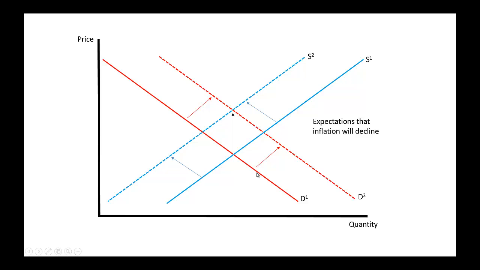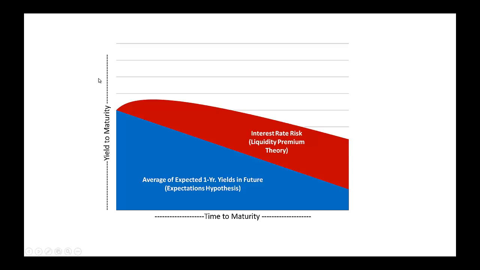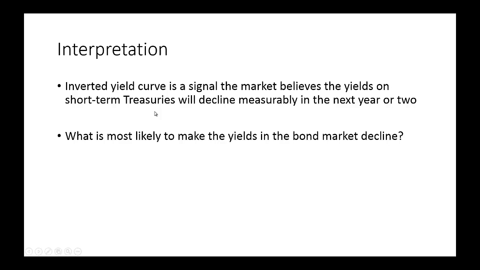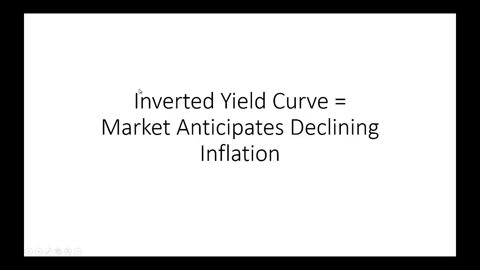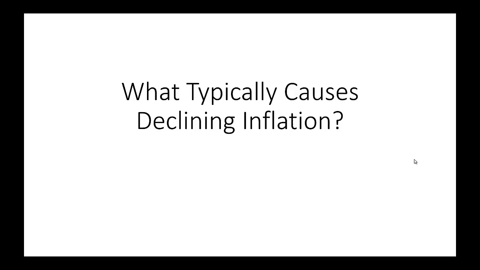So what we said back here is an inverted yield curve is a sign that the markets believe the yields on short-term treasuries will decline. What's most likely to make the yields in the bond market decline is if everyone thinks inflation is going to decline. So, an inverted yield curve is a signal that the market anticipates declining inflation, which leads to the next question. What typically causes declining inflation? Well, the easiest way for me to demonstrate this to you is to simply show you some data.